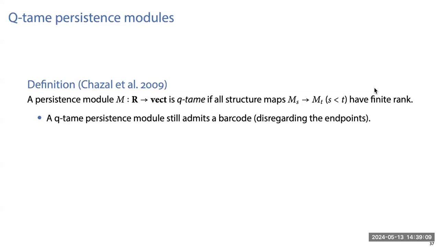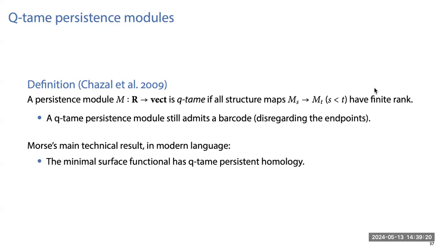You can't say anything about the endpoints of the barcode anymore, but you still have a valid description of counting all the ranks between different indices. And Morse's main technical result was actually to show that the minimal surface functional has this property that it has Q-tame persistent homology. So going from one sublevel set of the energy functional to another, the induced map in homology will be finite. So this is maybe the first instance, and it's very challenging because it's pushing the boundaries of what you would easily reach with basic machinery.